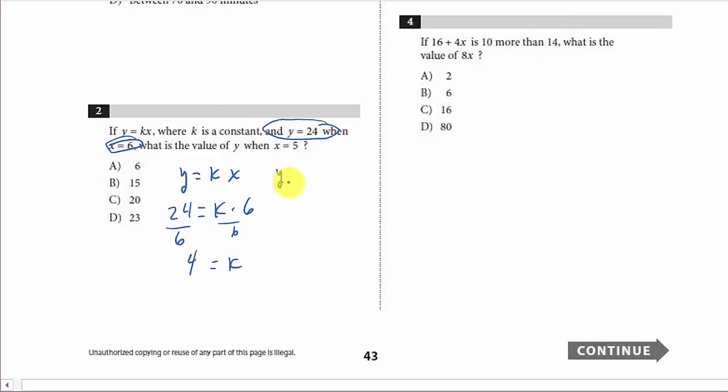Now we can plug that back in. So y is equal to 4 times x. They want to know the value of y when x is 5. So y equals 4 times 5, which equals 20, and so that would be C.